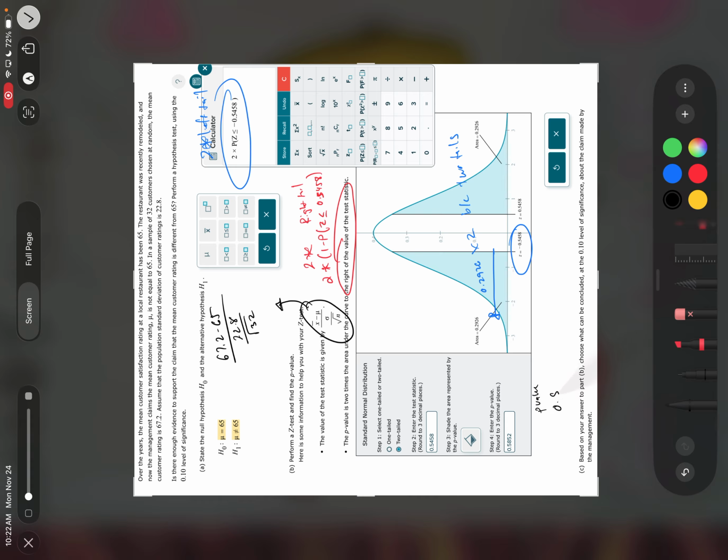My p-value was 0.5852. My level of significance is 0.10. That is greater than. So we do not reject. Do not reject H0. There is not evidence to support H1, the alternate.